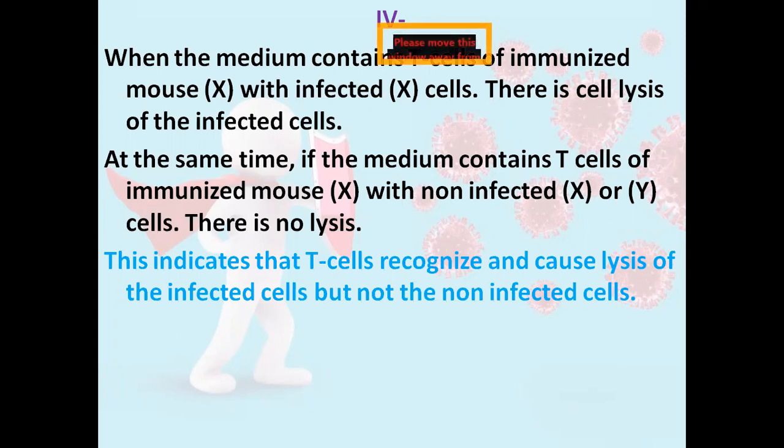However, if the medium contains T cells of immunized mouse X with non-infected X or Y cells, there is no lysis. There is no lysis of the cells. What does this indicate? This indicates that the T cells recognize and cause the lysis of the infected cells, but not the non-infected cells.